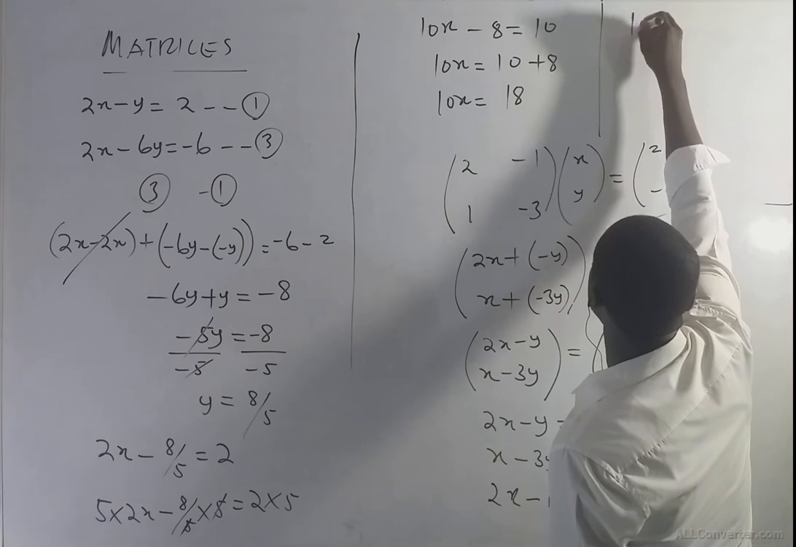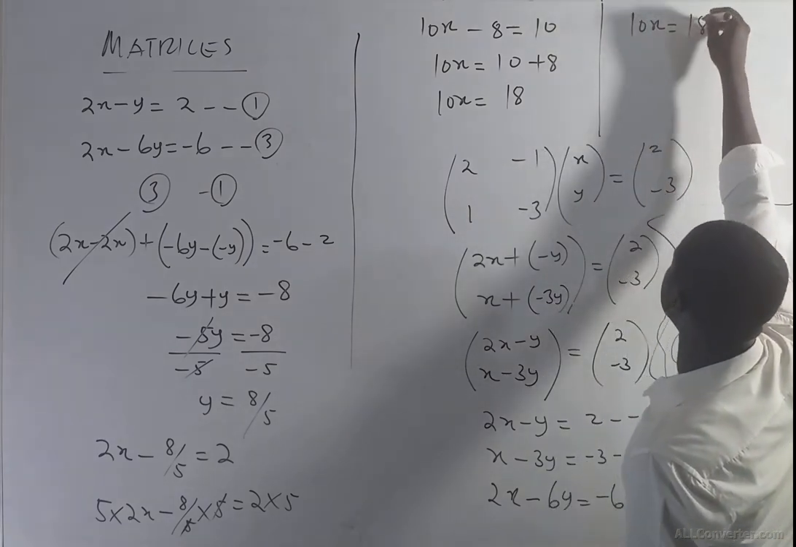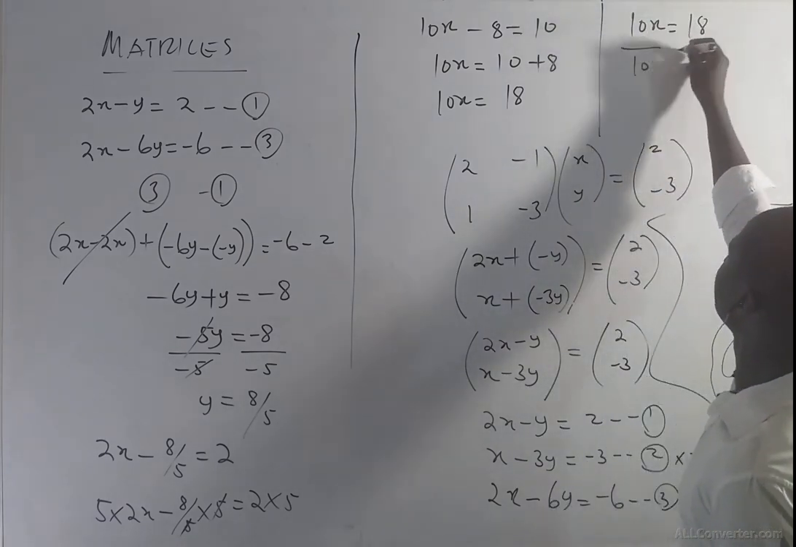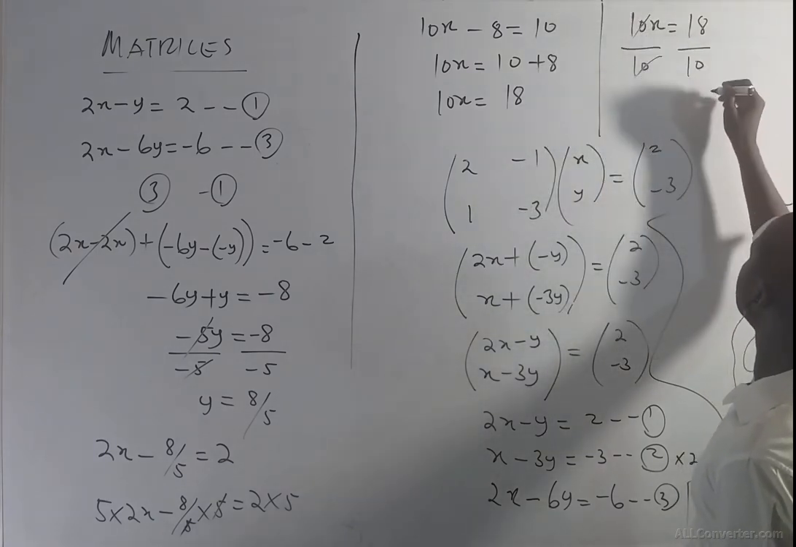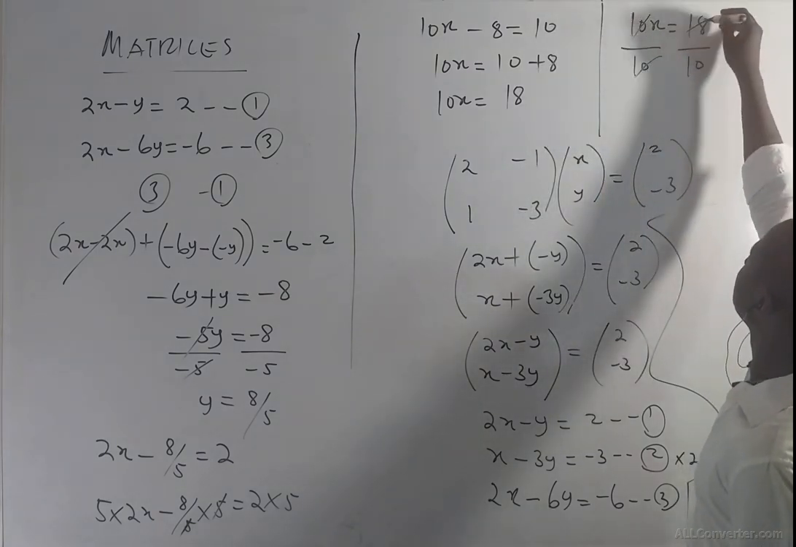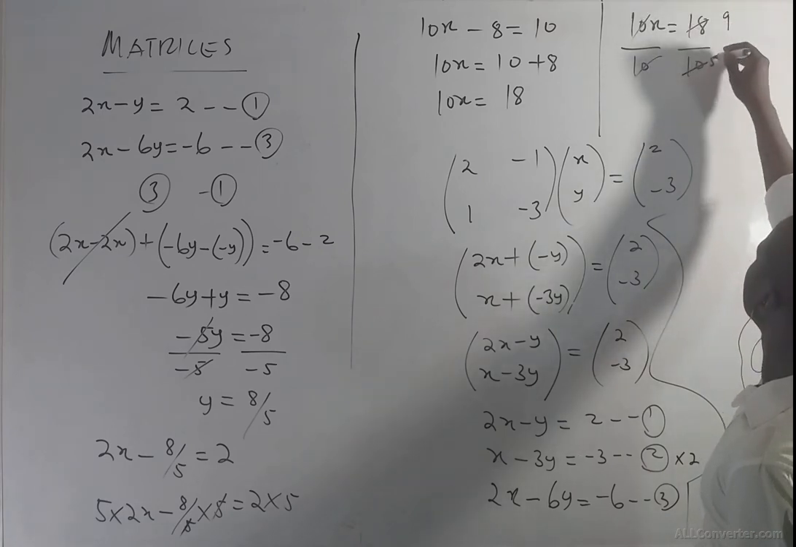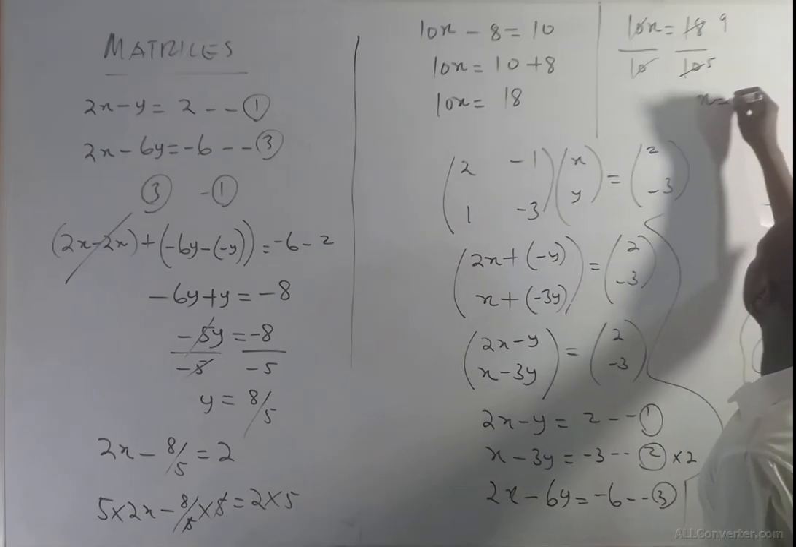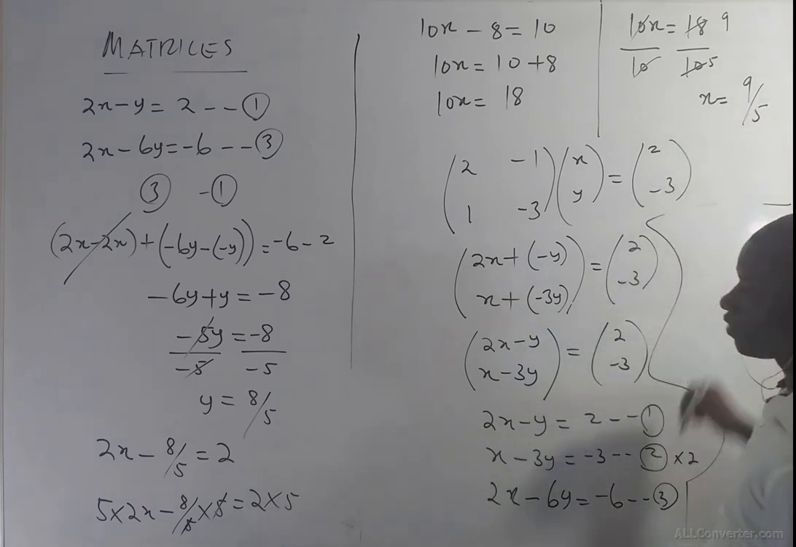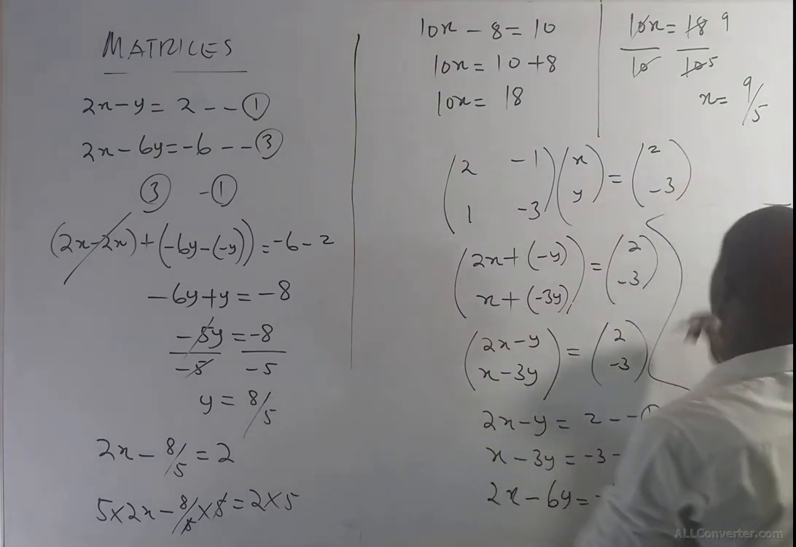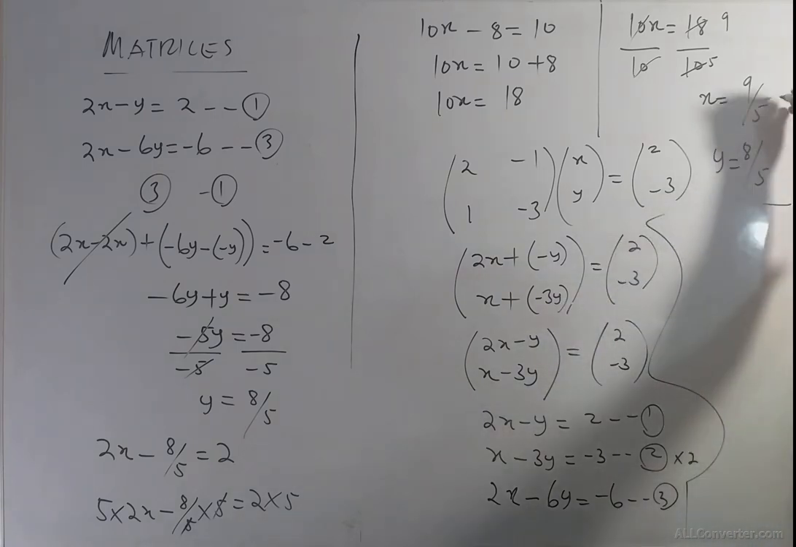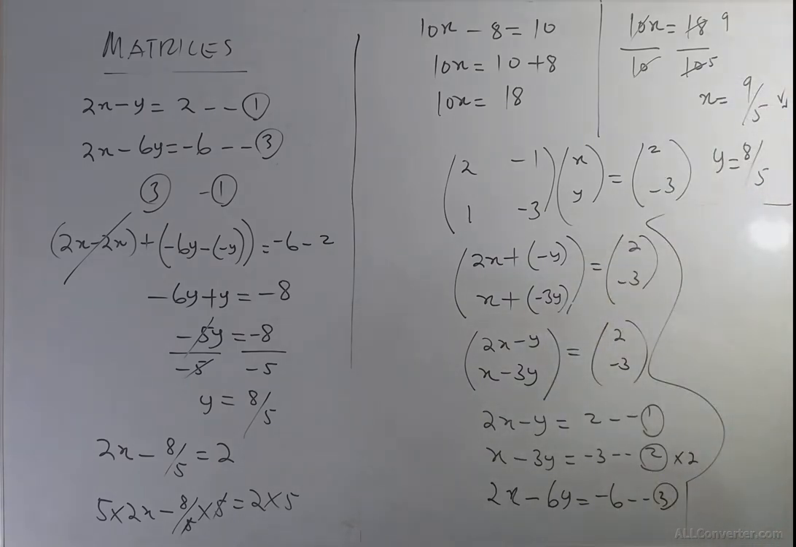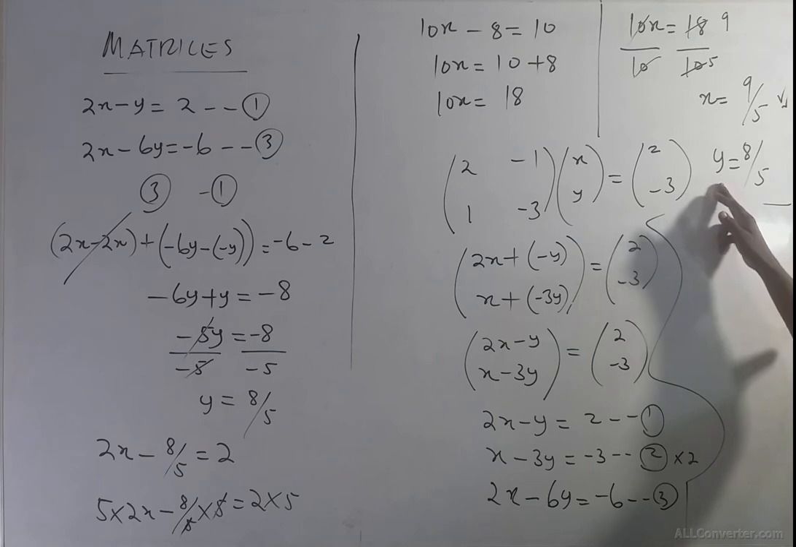Now, if you have 10x is equal to 18 and you are solving for x, you divide by 10, and this is gone. And x will be equal to, now 2 here, 9, 2 here, 5. That means that x will be equal to 9 on 5. Don't forget that y gave us 8 on 5. So the value of x is 9 on 5 and the value of y is 8 on 5.